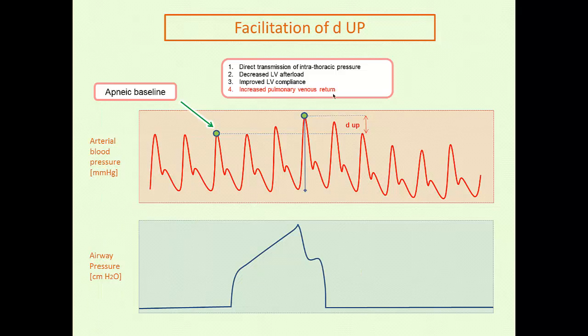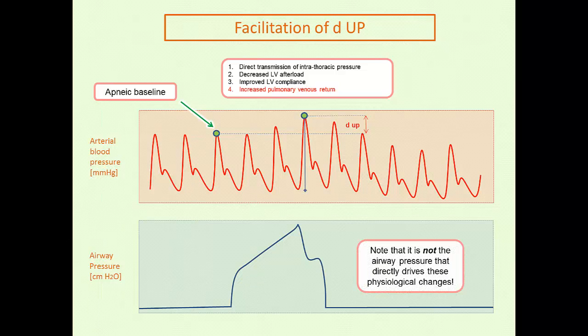An increased pulmonary venous return. So if the lungs are under excessive amounts of West Zone 3 physiology and you give that patient a breath, well then more blood will be squeezed out of those lungs, and that may facilitate D up physiology. And again, you can understand how all of these would be augmented in heart failure states.